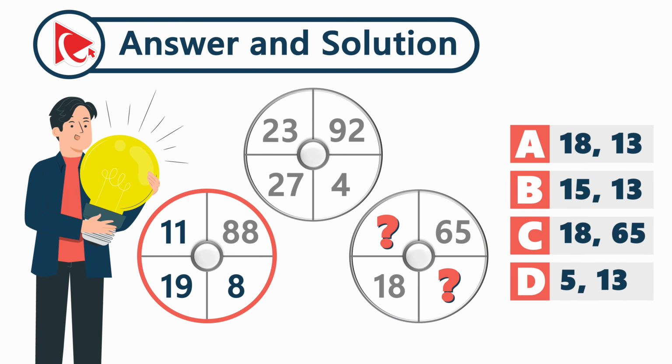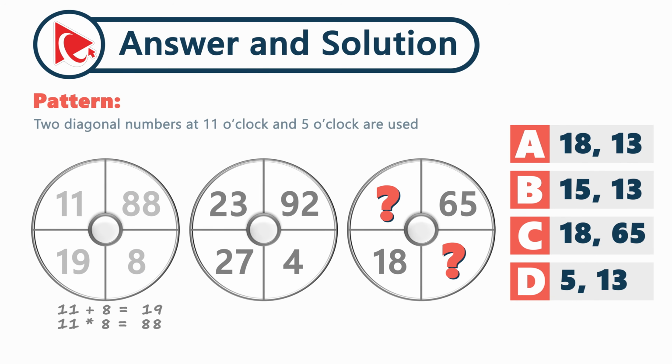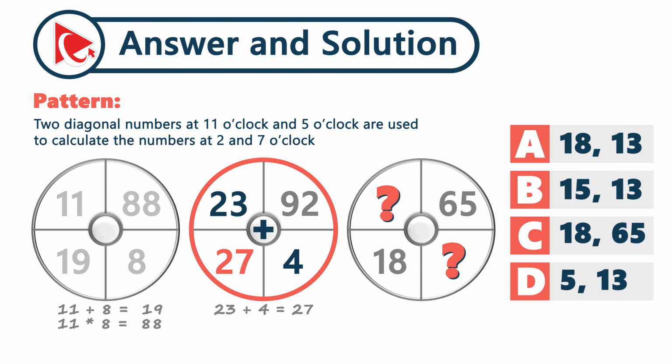And I'm pretty sure you figured out that 11 plus 8 equals 19. Well, guess what? The very same trick could be applied to calculate the number 88. In fact, 11 multiplied by 8 equals 88. Let's verify our hypothesis with the second circle. 23 plus 4 equals 27. And 23 multiplied by 4 equals 92.